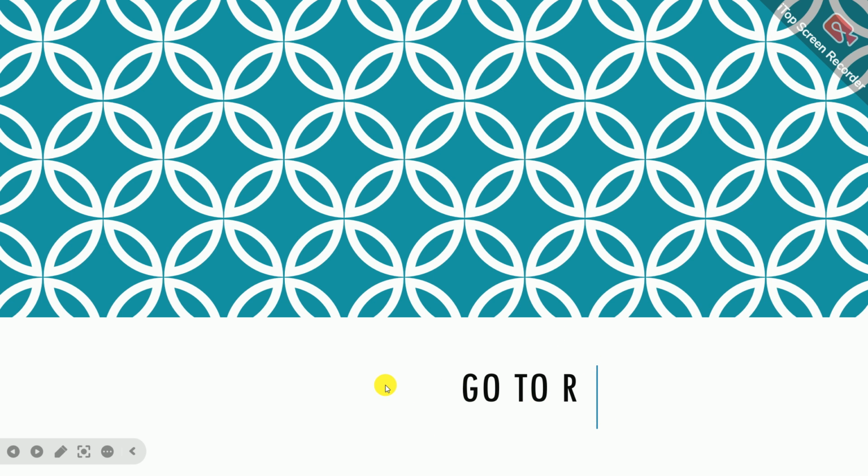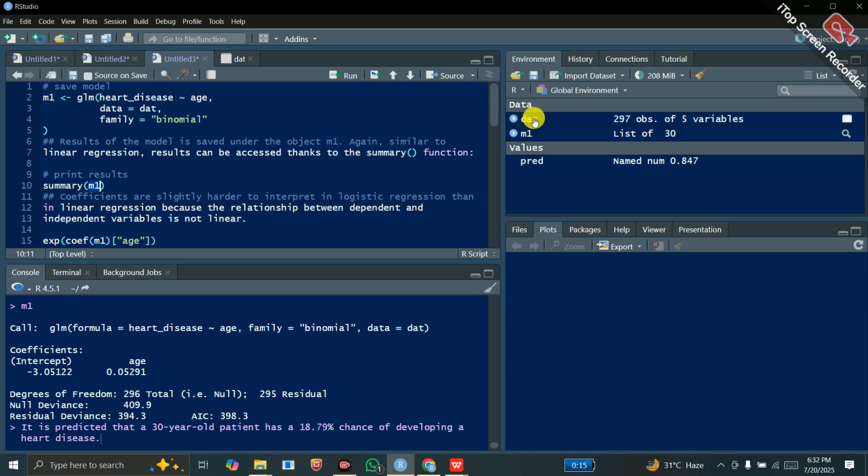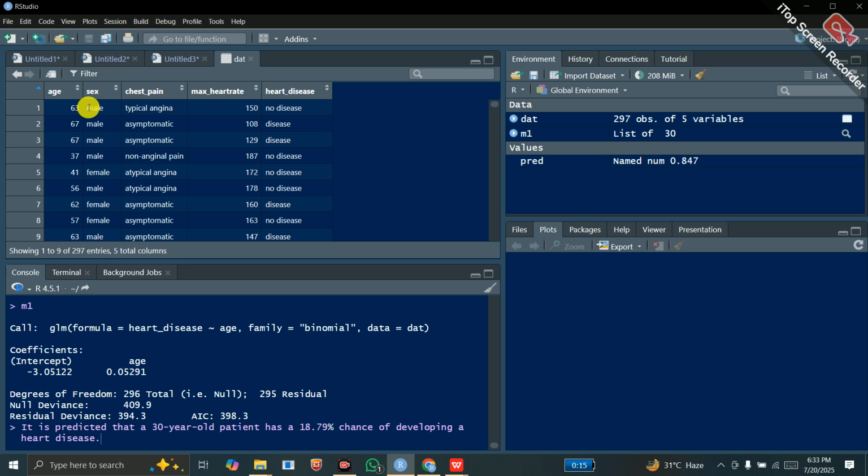After this, I'll go to R, and this is R. As you see, I have already loaded my data file that is named dat, and this data set has, as I mentioned earlier, 5 variables, and there are 297 observations. So here is this data set. Age is measured in years, sex is male or female, categorical. Chest pain has 4 categories. This is a quantitative variable, maximum heart rate achieved, and this is the dependent variable which is categorical, either having heart disease or not having heart disease.